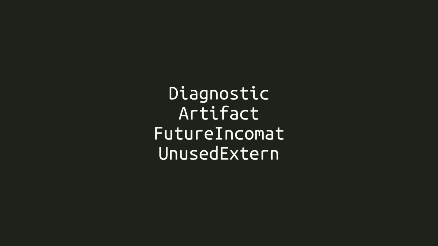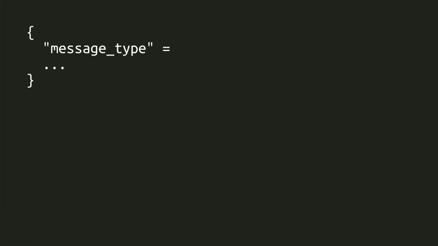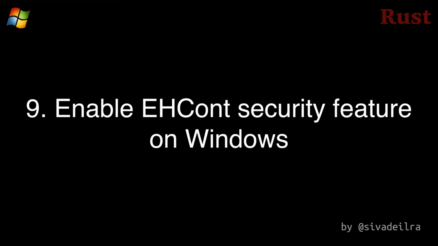Up until now, you just had to kind of figure out which message type you were dealing with by the differences in the JSON, which is kind of lame. So they added a new message type field to the JSON output that will literally be diagnostic or artifact or future incompat or unused extern, so that you can read the message with confidence that you know what you're looking at.